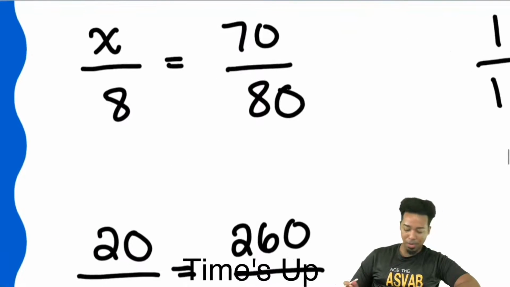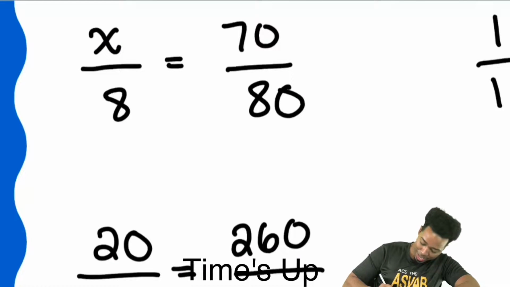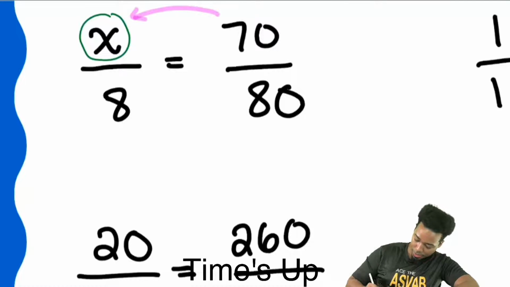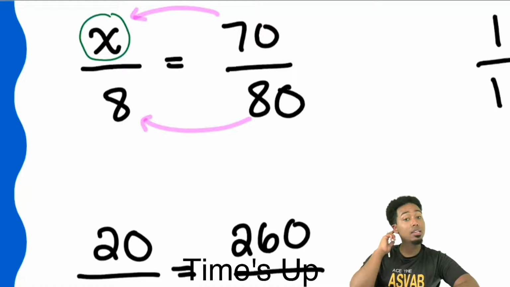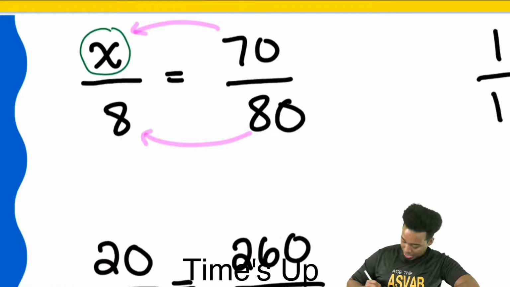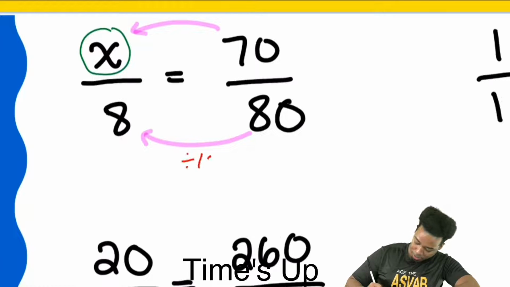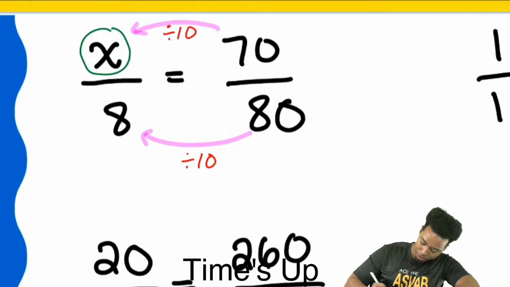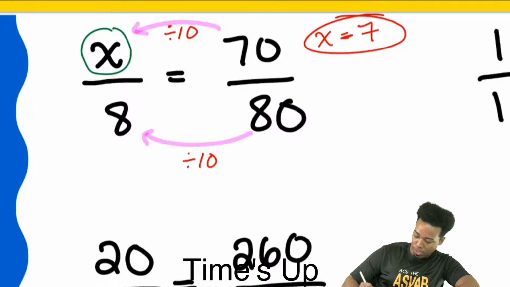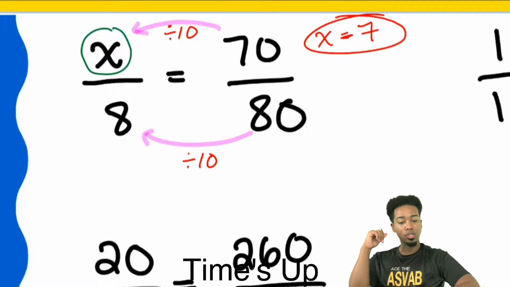Everybody, this first one here is a very straightforward one, simply because if I take a look, hey, if I'm trying to get to X, well, I noticed that I can go from right to left. Because 80 divided by what gives me 8, everybody? 80 divided by what gives me 8? Yeah, it's going to be divided by 10. And so because of that, I can divide by 10, divide by 10. 70 divided by 10 is 7. So your first answer here is X equals 7. X equals 7 for this first one.